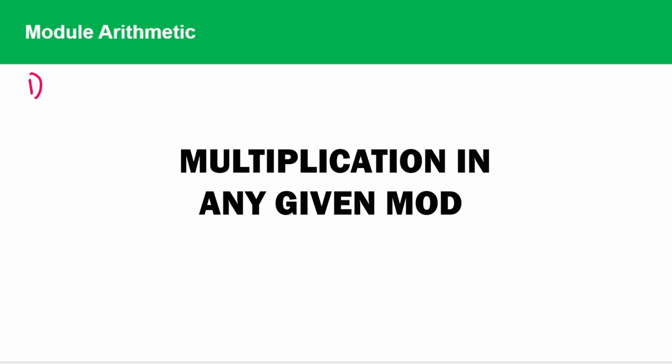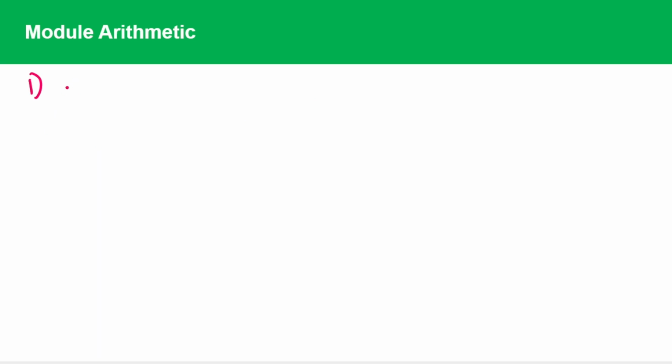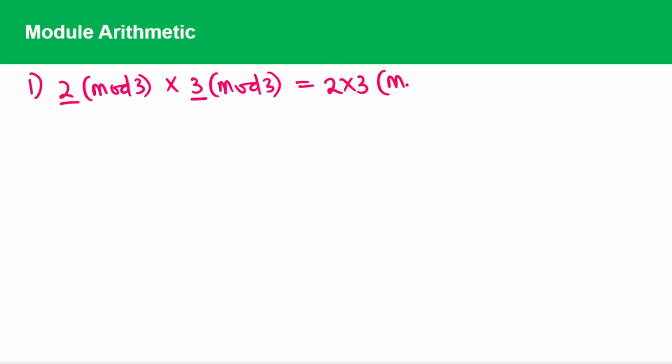In this video, now we will look at multiplication of numbers in any given mod. Suppose I have 2 mod 3 times 3 mod 3. It's the same thing as the normal multiplication. 2 mod 3 times 3 mod 3 will give us 6. So just multiply the two numbers. That will be 2 times 3, then mod 3. And that will give us 6 mod 3.